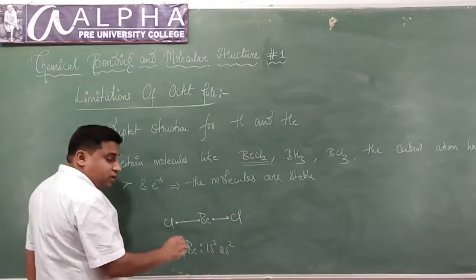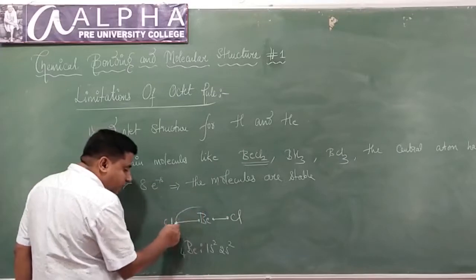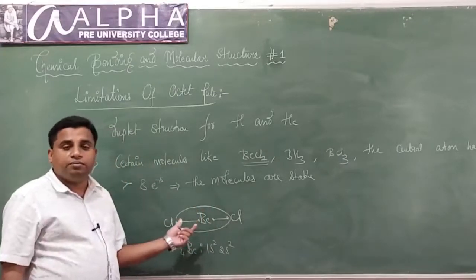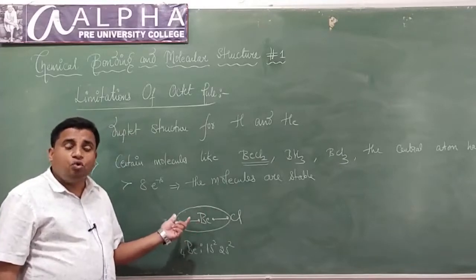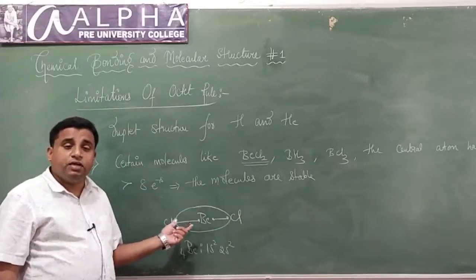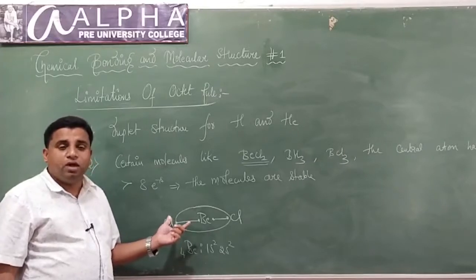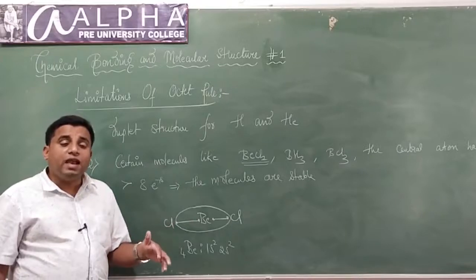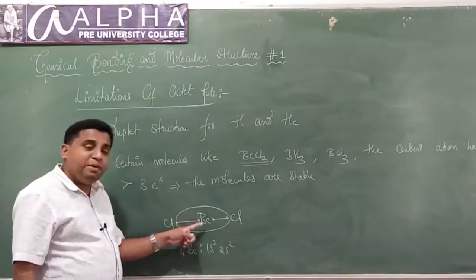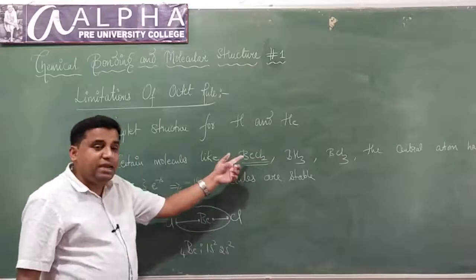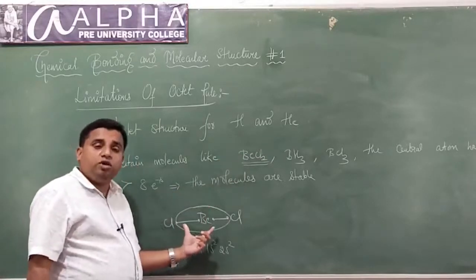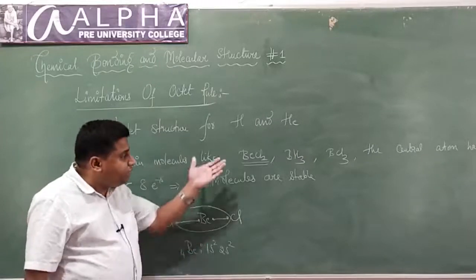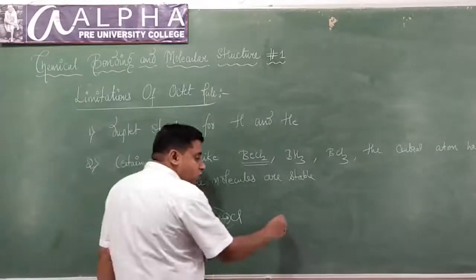So altogether, how many valence electrons are there around beryllium now? There are only 4 electrons around beryllium. According to the octet rule, when atoms combine to form a molecule, they will have 8 electrons. But when beryllium combines with chlorine to form beryllium chloride, it has only 4 electrons. But still beryllium chloride is stable.